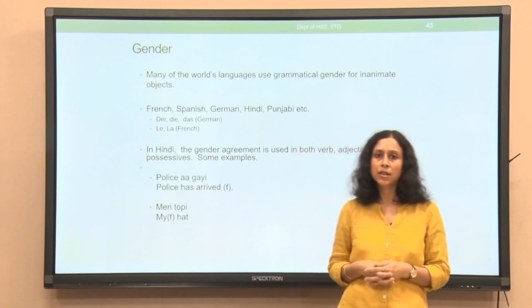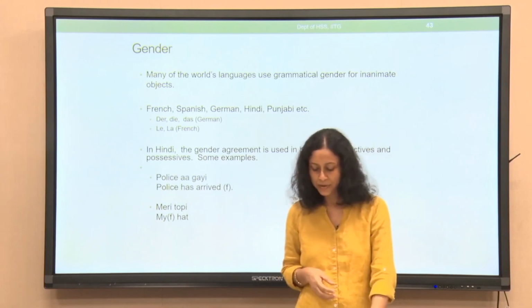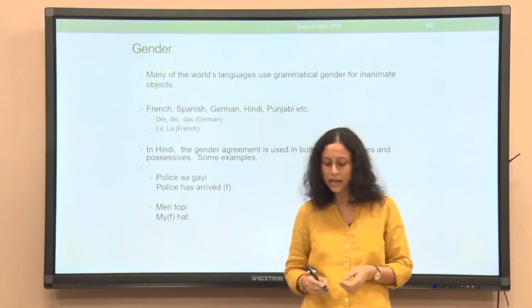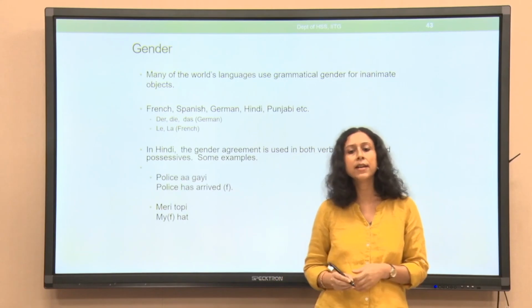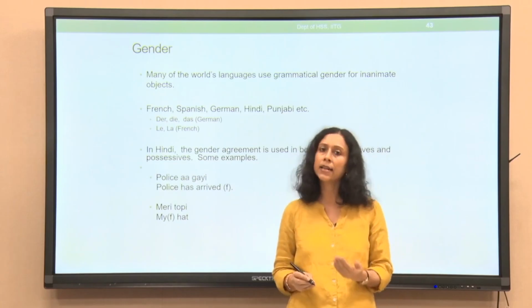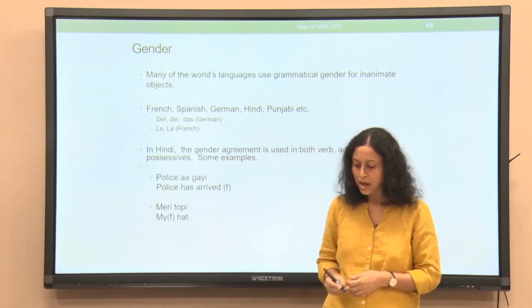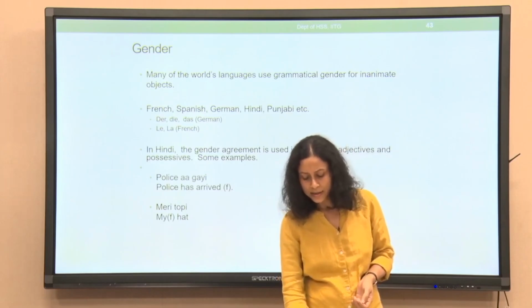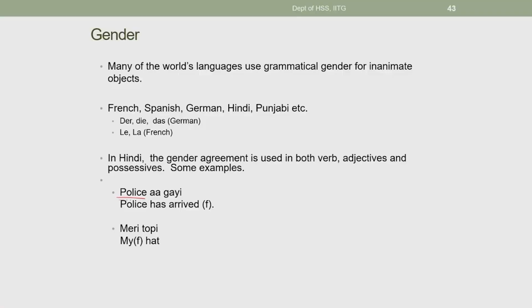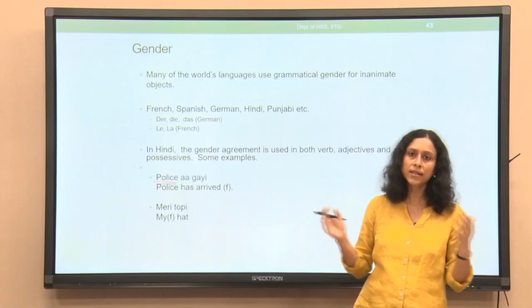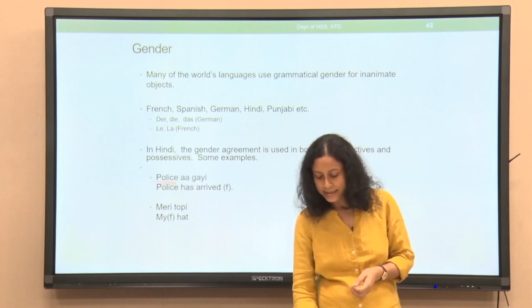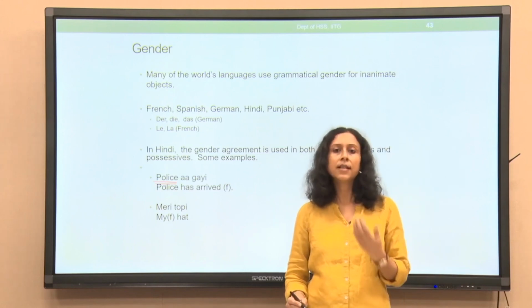Similarly, in French you have a distinction in terms of determiners. In the Hindi language in India, gender agreement is used in the verb, the adjective and the possessive marker. So, here is an example. In Hindi, the term police as an entity, not necessarily a policeman or a policewoman, but police as an abstract category, is treated as feminine.